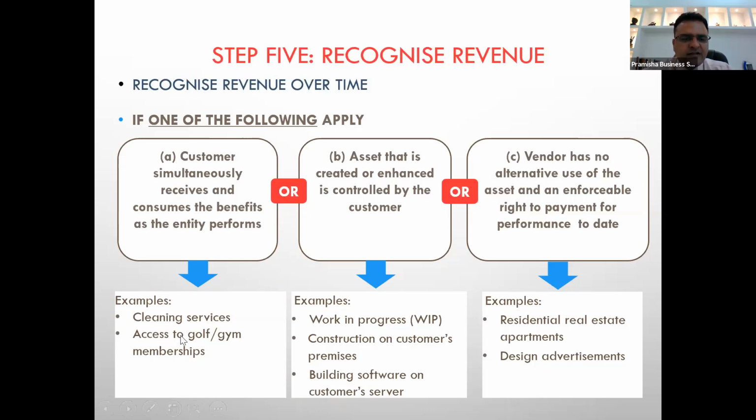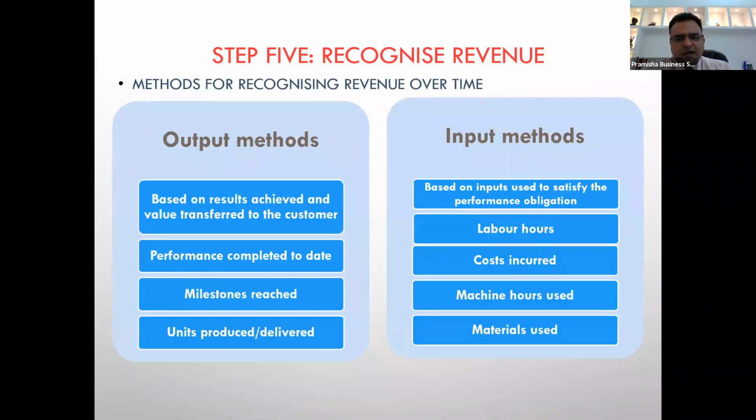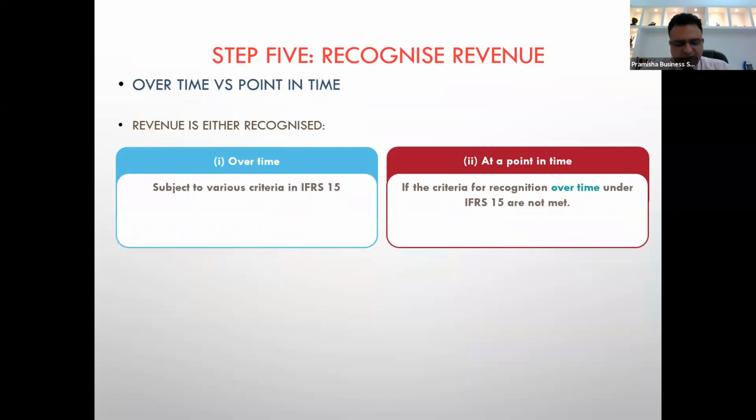If any one applies, like cleaning services, access to golf or gym, or an asset being constructed on the customer's premises, and the customer says no, I don't need it, it is either enhancing their existing capacity or it is going to be consumed by the customer only because they're controlling the premises. Building software on a customer server, construction on customer's premises: the contractor cannot say no, I'll take it back. The cost is done. So if any of the conditions is satisfied, it is a performance obligation satisfied over a period of time. And how the accounting is done, I've already discussed with you. And these are the methods applicable for knowing the percentages for performance obligations satisfied over a period of time. Hope this is clear.